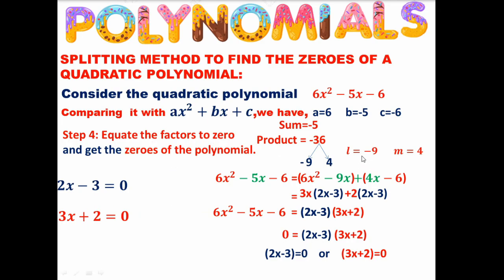First step, I find two numbers L and M such that their sum is B and product is AC. Then I split the middle term as Lx plus Mx. Then I group the terms and find the factors. Then I equate the factors to 0 and get the zeros of the polynomial. So this is the splitting method of finding zeros of a quadratic polynomial. Hope you are clear with it. Thank you.